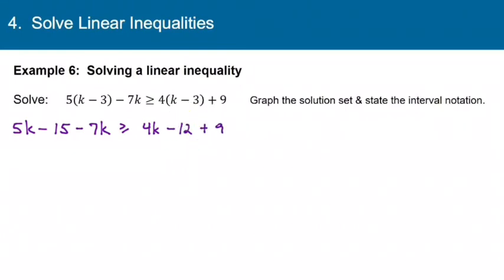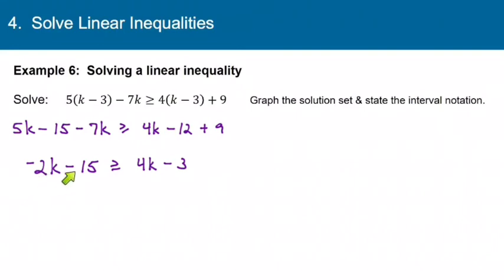and then we have our plus 9. Okay, now look again at the left side and see if there are any terms we can combine. So we have 5k minus 7k. Of course, that's going to add up to minus 2k. And then we have our minus 15 here, and that's greater than or equal to, let's look what we have on the right side. We have negative 12 and positive 9. Those two terms are going to add up to minus 3. So the right side will be 4k minus 3. And now we're ready to start the solving process.